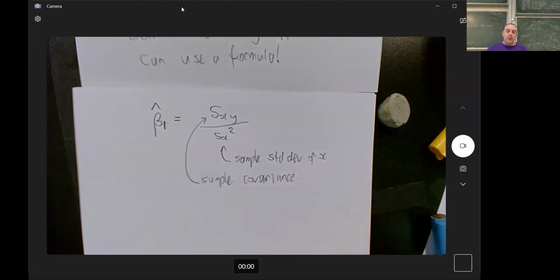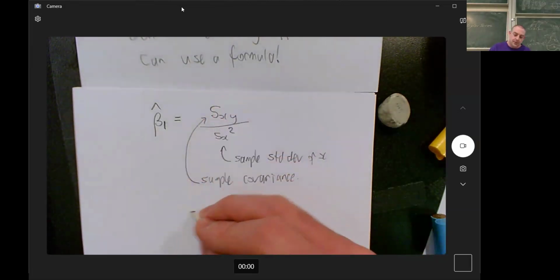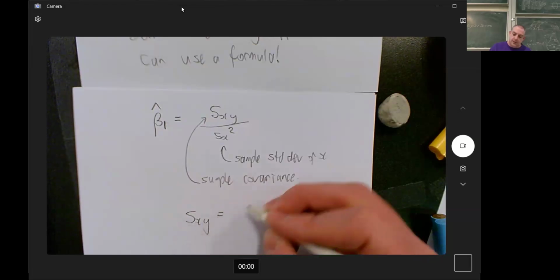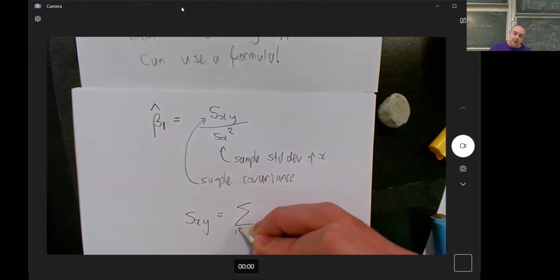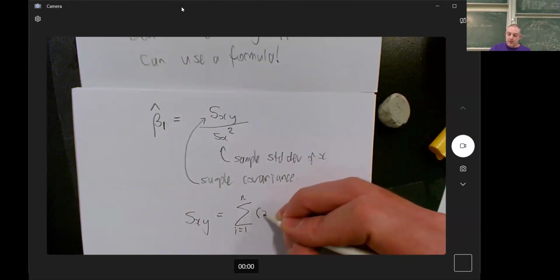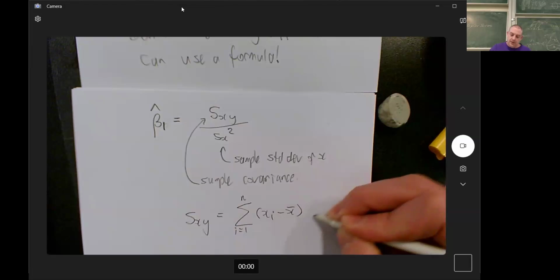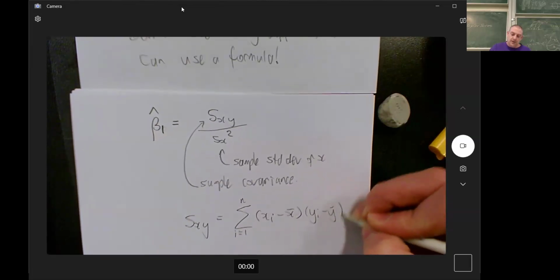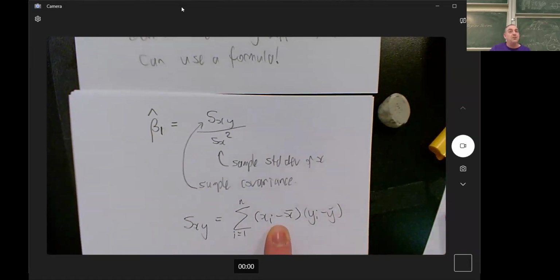And there's a formula for this. You've got to add up, so we do the sum across all the rows in the data. That's what this is saying. And we do xi minus x bar, yi minus y bar. So this is how far x is from its mean. This is how far y is from its mean. And for every row in the data, we multiply those two things together and then we add them up.